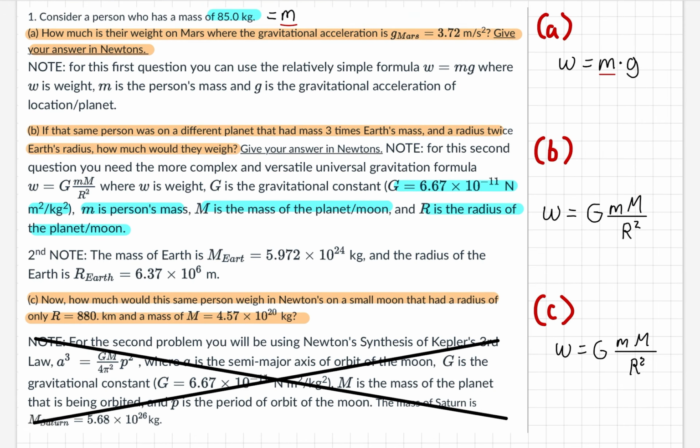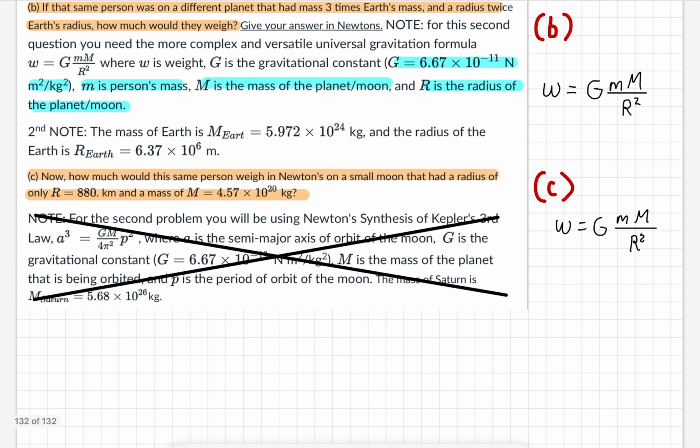So it's going to be calculator entry the whole way, with the only difference being a thematic difference between parts B and C, because one is some imaginary denser world comparable to Earth, and the other is an actual moon, right? How much will the person weigh in newtons on a small moon? No, it's not an actual moon. For some reason, I kept thinking it was the moon Iapetus, but it's not. Iapetus is a moon of Saturn, I believe.